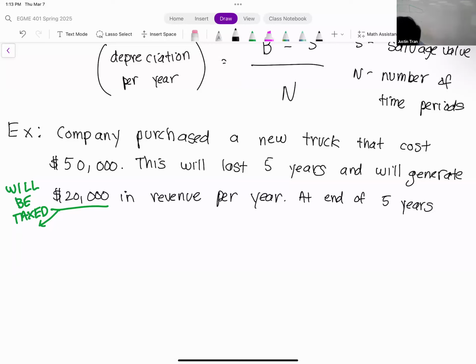At the end of the 5 years, the truck will still be functional at that point, but it's estimated that the truck will be valued at about $10,000.